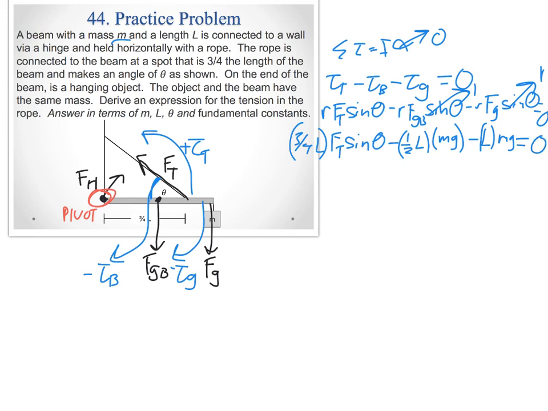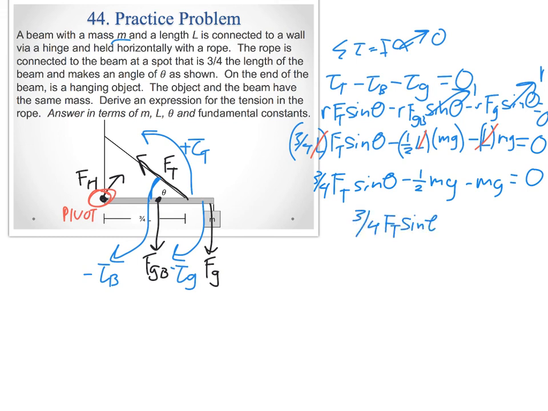I can go ahead and cancel out the L's because they're in every single term. And I can simplify this a little bit, and I get 3/4 times Ft sine of theta minus 1/2 mg minus mg equals 0. Moving those over to the other side and combining them, I get 3/4 Ft sine of theta is going to be equal to 3/2 mg.